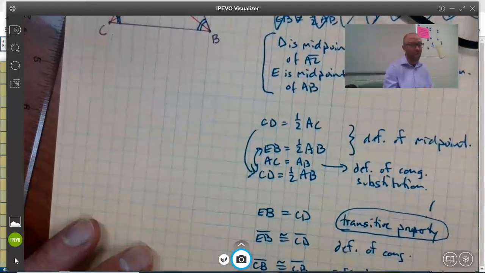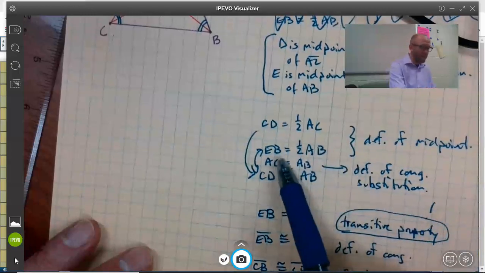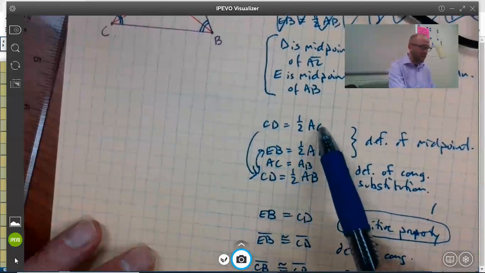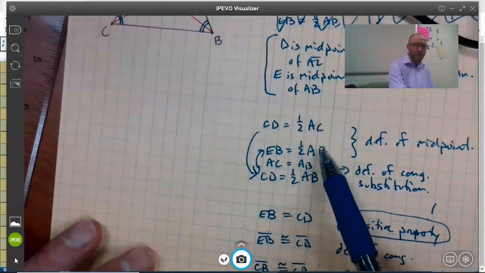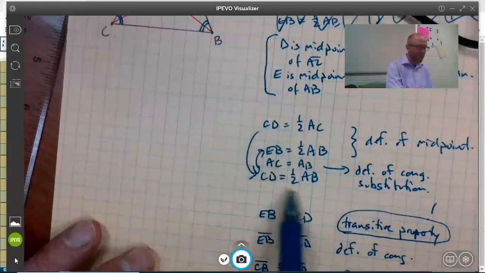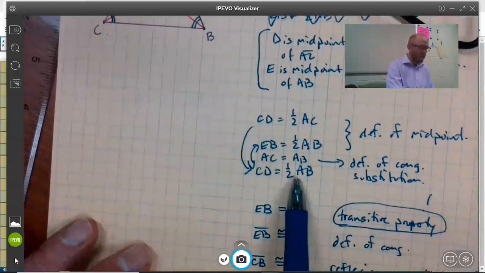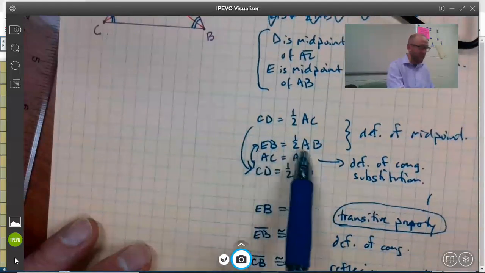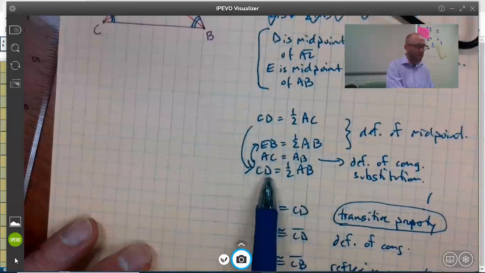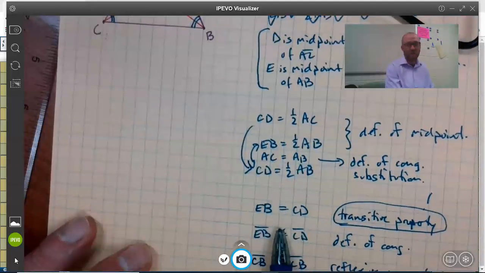We previously said that they were congruent, which means they're the same length, which means that in this equation, I can replace AC up here with AB. So now I have that CD, instead of being equal to 1/2 of AC, is equal to 1/2 of AB. And then EB is equal to 1/2 AB, CD is equal to 1/2 AB. If EB and CD are both equal to the same thing, then they're equal to each other, which means that they're congruent.